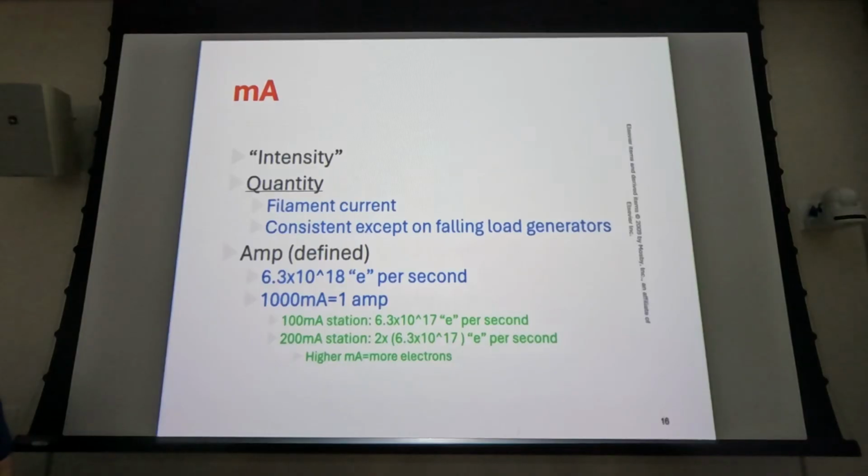So as filament current is consistent, the overall MA at the station that you're using, if you remember back from last semester, is consistent except for falling load generators, and that's the one where it starts off very high and just drops out to exposure. So we talked about what an amp was. It's just a whole lot of electrons.